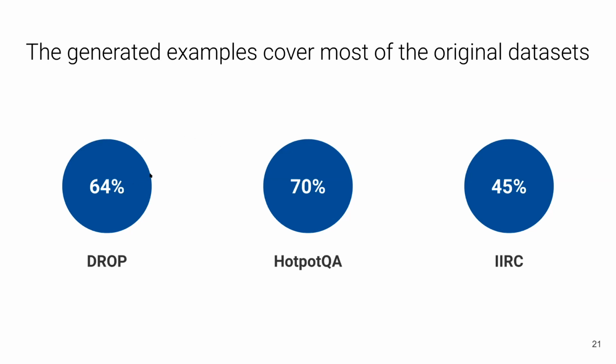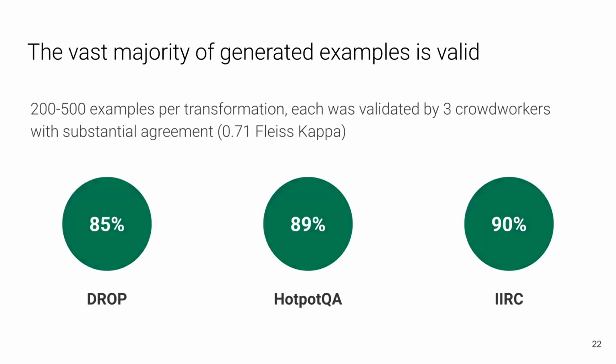We run this pipeline over 3 datasets that involve reasoning: DROP, HotpotQA, and IIRC. And we see that we are able to generate examples for most of the data. So this is for how many examples we were able to generate contrast sets. We were able to generate at least 1 more example that tests whether the model can reason with respect to neighboring examples.